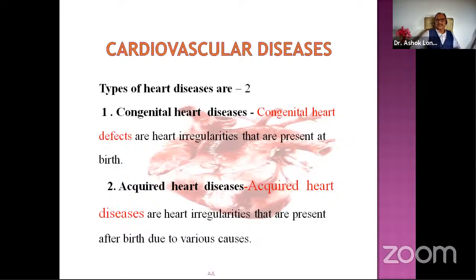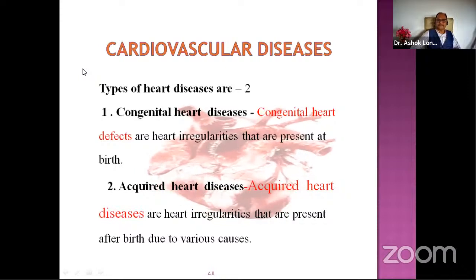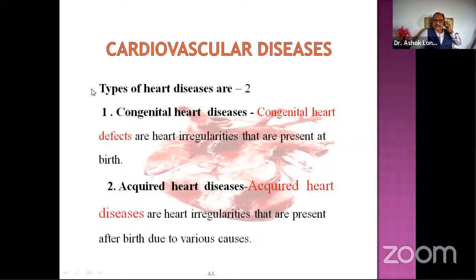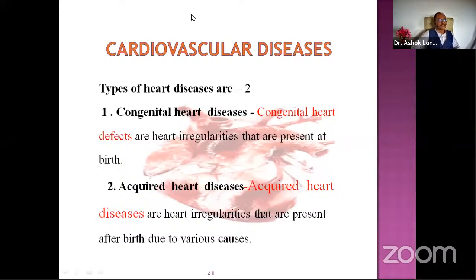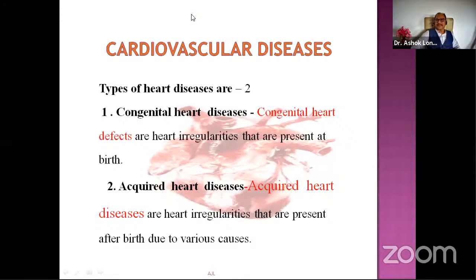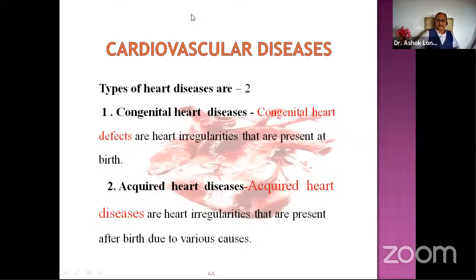Actually, before going to the congenital disease, as I have made this, there are two types. One is congenital heart defects. When I'm talking about the anatomy, I usually say not disease but defects, because it is a defect in the structure, and the heart irregularities that are present at birth. So congenital is related to birth.